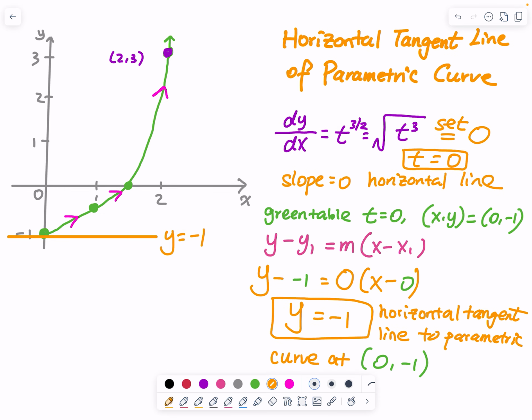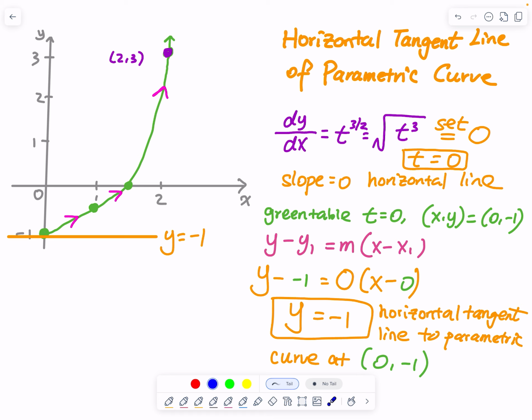And sometimes for this type of problem, if the parametric equation is more complicated, this step may take a little bit more effort to do. When you are solving for t, that may take more effort. You may need to factor and then use the zero product property to solve for t, because sometimes when the curve is more complicated, you may have more than one horizontal line. It depends. If the derivative is easy, then solving for t should be very easy.